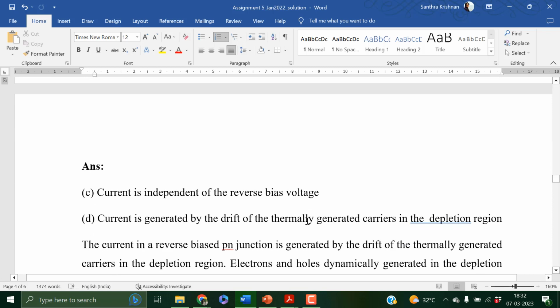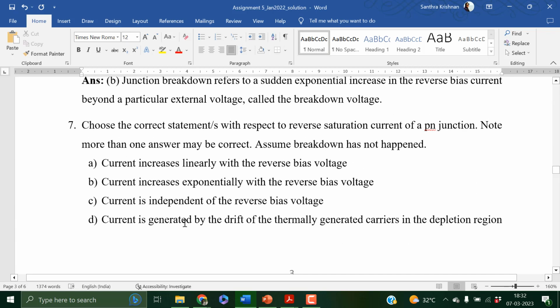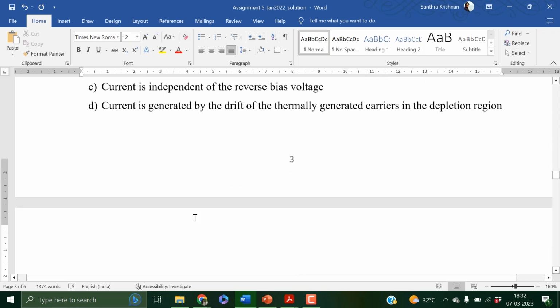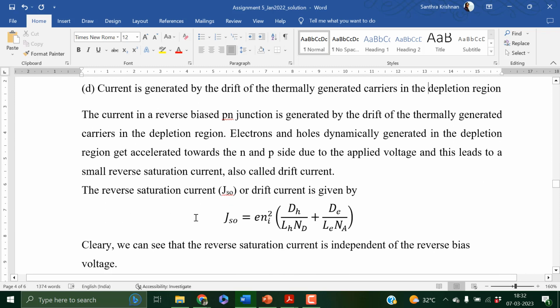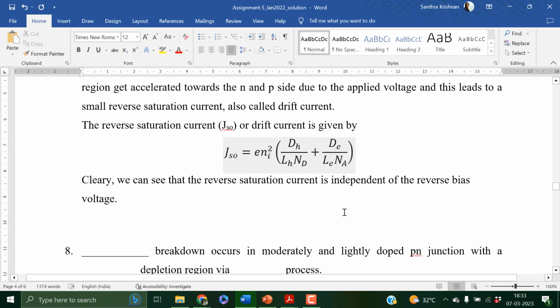Option C: the current is generated by drift of the thermally generated carriers in the depletion region. So C is correct. In reverse bias, thermally generated carriers will be there. Yes, ma'am. Okay. This is the explanation: the current in a reverse bias PN junction is generated by drift of thermally generated carriers. Electrons and holes generated in this region get accelerated towards N and P respectively due to the voltage, and this leads to a small reverse saturation current called drift current, given by the diode equation that we usually use. And reverse saturation current is independent of the reverse bias voltage.